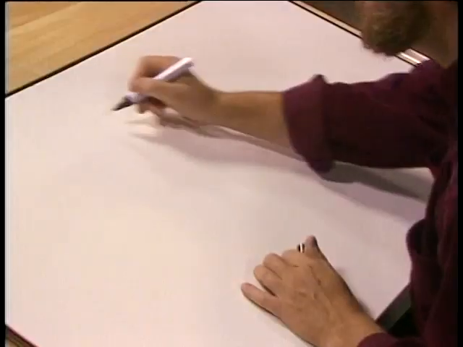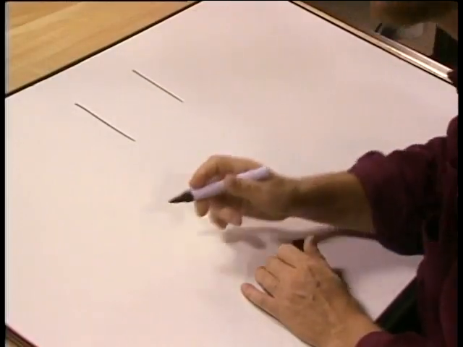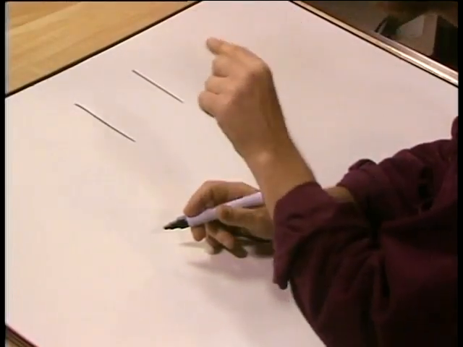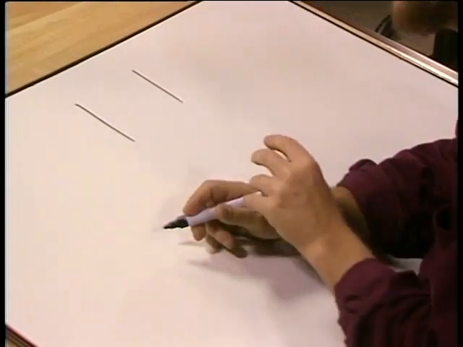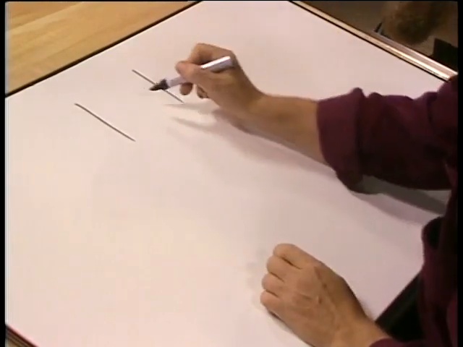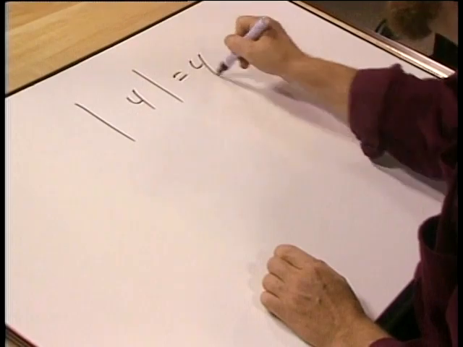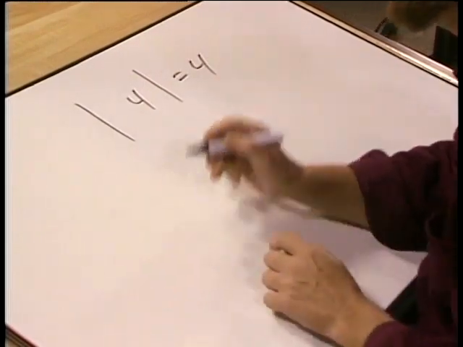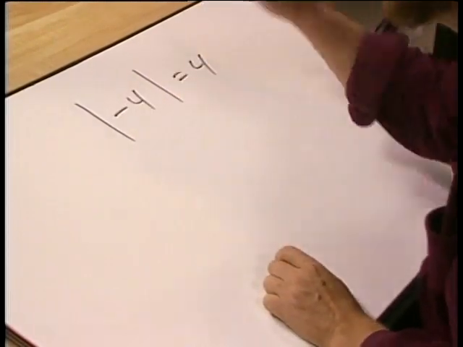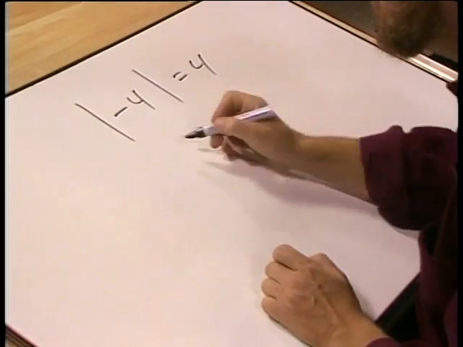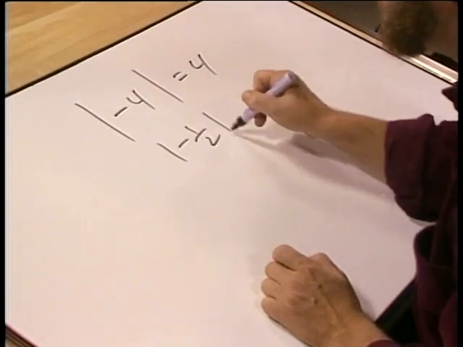We indicate absolute value with this symbol. This means find the absolute value of whatever is inside. So the absolute value of 4 is equal to 4. And the absolute value of negative 4 is also equal to 4. The absolute value of negative 1/2 equals 1/2, and so on.